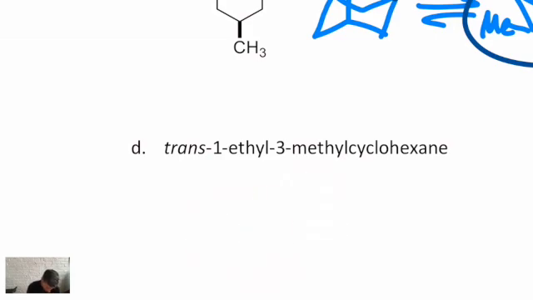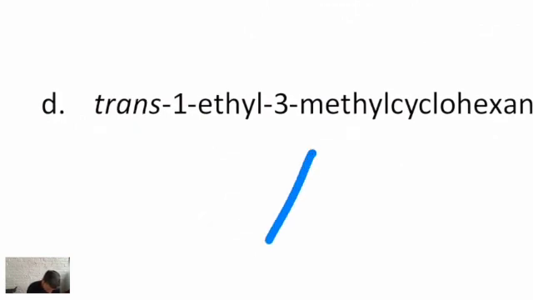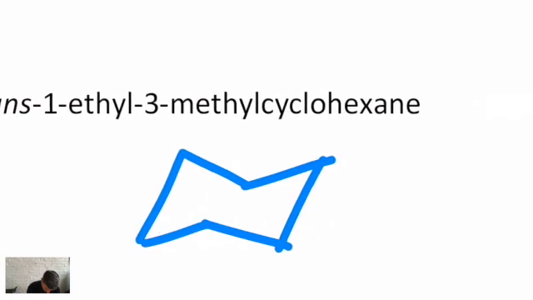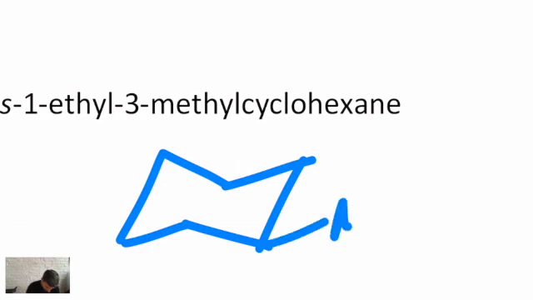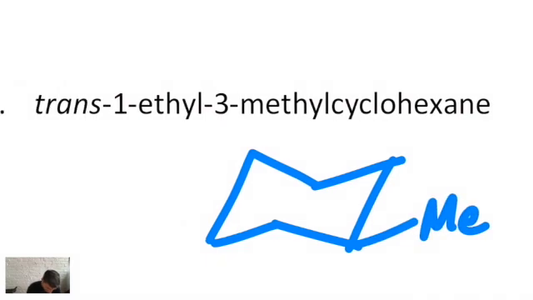Let me redo that chair. I don't like that one very much. Let's try again. 3 pairs of parallel lines, much better. I'll pick one spot to have a methyl on it and another one to have an ethyl. So let's say that there's my methyl. And all I know is that they're trans to each other.